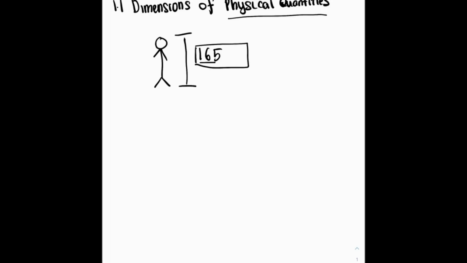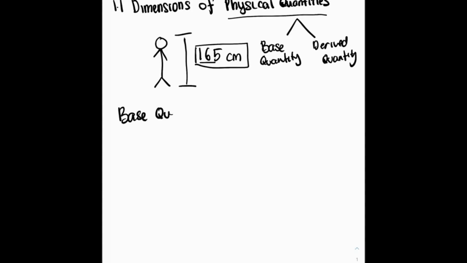These physical quantities are divided into two: base quantity and also derived quantity. A base quantity is a fundamental quantity that cannot be derived in terms of other quantities, whereas derived quantities are those that can be expressed in terms of basic quantities. We have 7 basic quantities here.